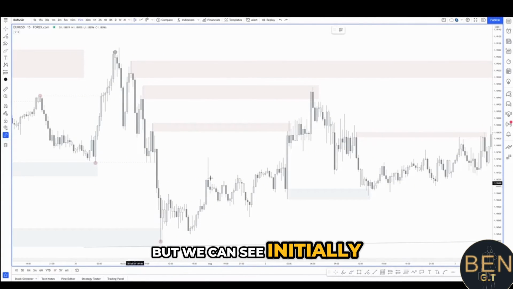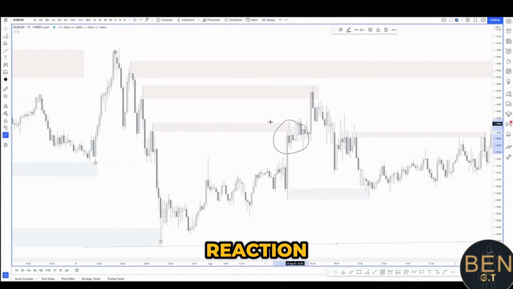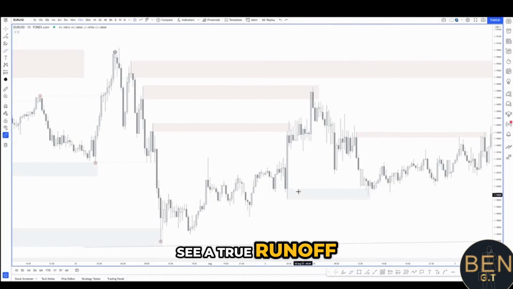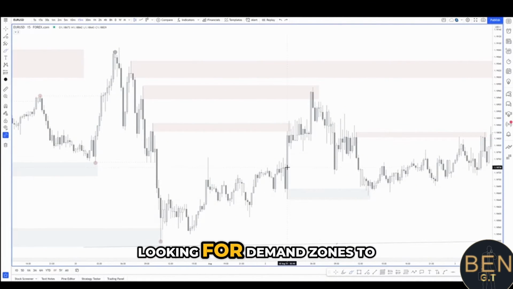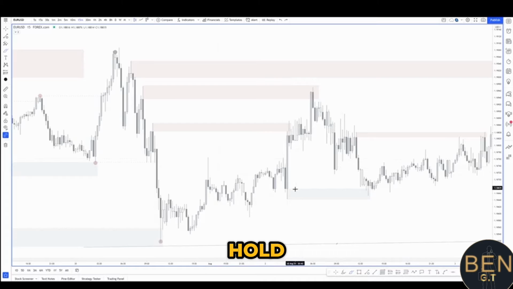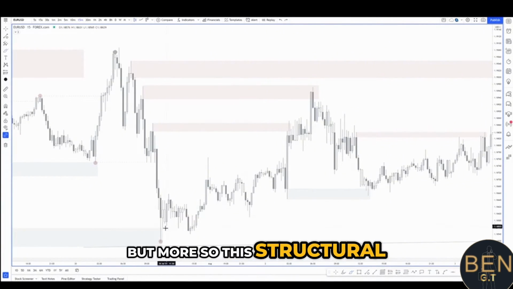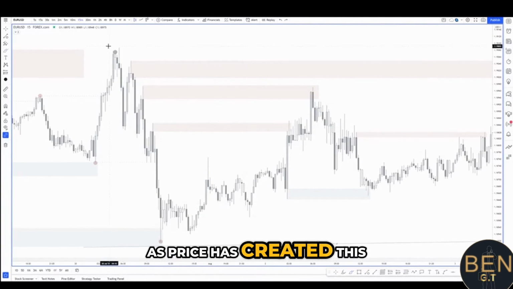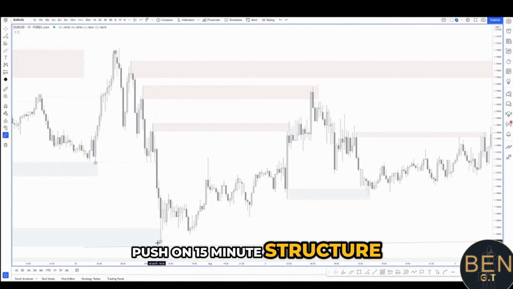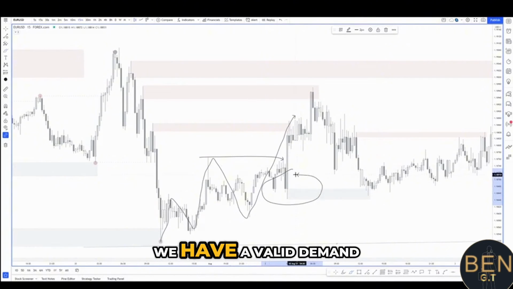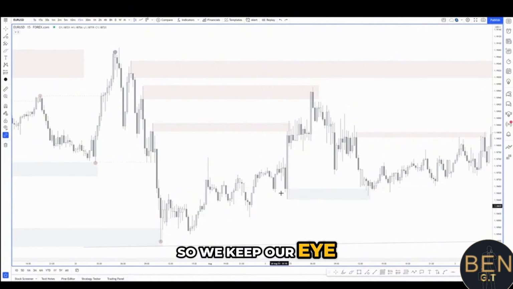But what we can see initially is we get a small reaction. All of this just becomes liquidity. We take that liquidity, we tap into this next zone, and then we start to see a true runoff. And then what we'd be doing is looking for demand zones to hold. We have this demand zone here. What did this demand zone break? It broke this small structural high, but more so this structural high, because as price has created this push on 15-minute structure, we're starting to create substructure. We break the high, therefore we have a valid demand zone, so we keep our eye on that demand zone.